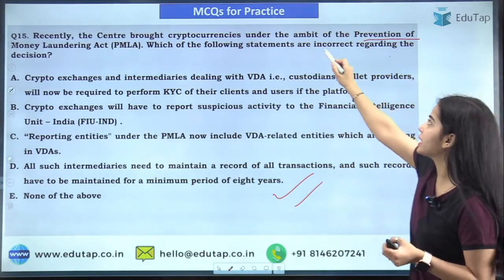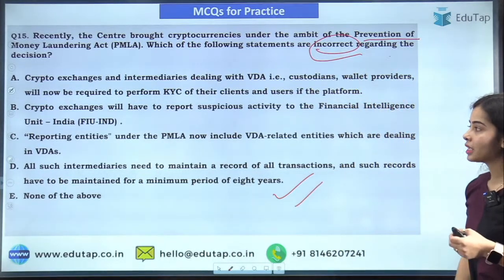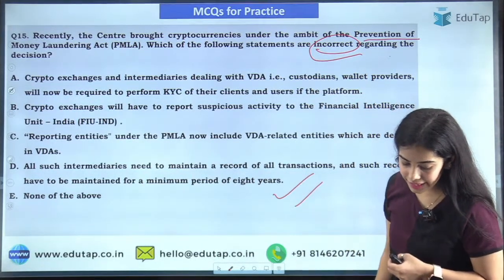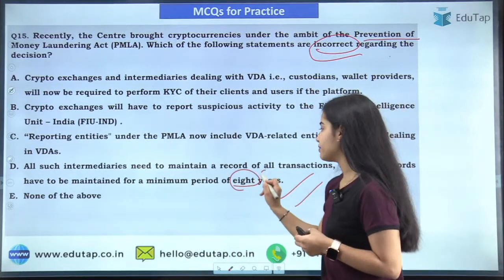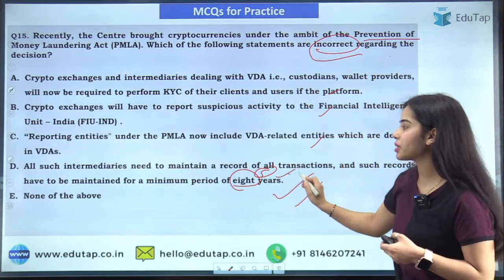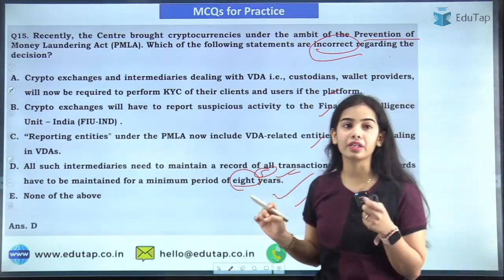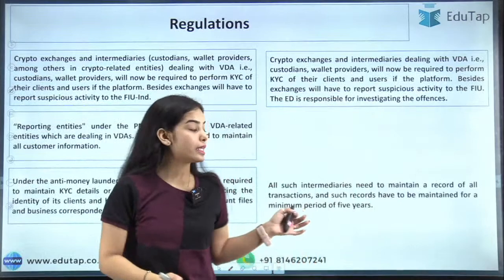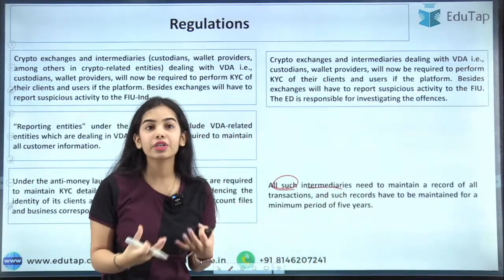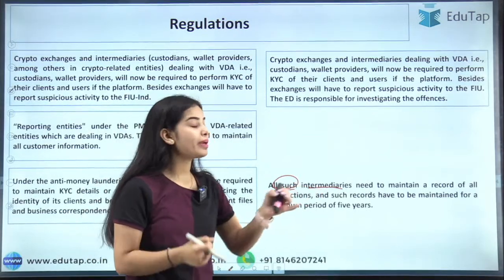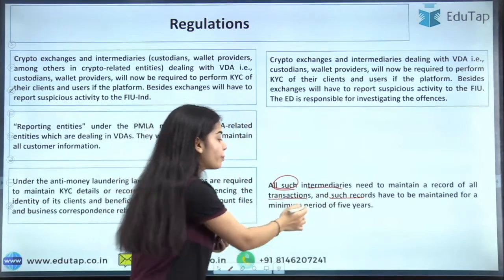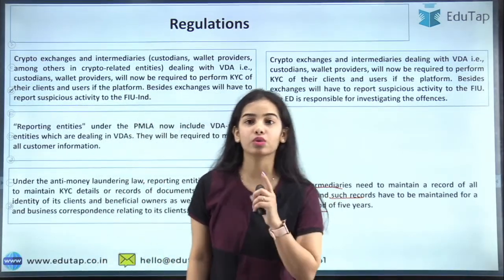So you have to tell the incorrect statement. Which of the following is incorrect? I'm getting the answer D. Here it should be 5 years. All other statements are correct; only statement D is incorrect because it should be 5 years. All such intermediaries, that is the exchanges and the custodians of cryptocurrencies, need to maintain a record of all transactions, and such records have to be maintained for a minimum period of 5 years. So you have to remember this.